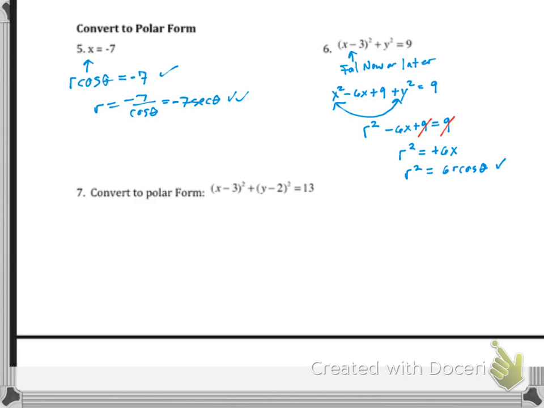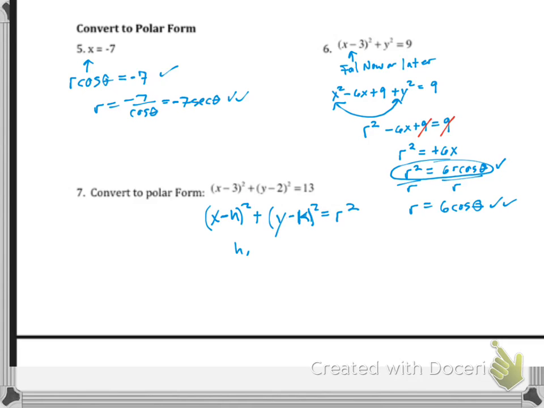And essentially that's done, because once you've removed all x's and y's, you're done, but you can always do a little bit more. Like in this case, divide both sides by r and get r equals 6 cosine of theta, and that's a circle, diameter 6, facing to the right. In the last one, same thing. If you know this form, we'll learn later in the conic sections that this is actually a circle of center 3, 2 with a radius of square root of 13, because this is the circle form we use in conic sections, where h and k is the center and r is the radius. So this one happens to be center 3, 2, radius square root of 13 circle.